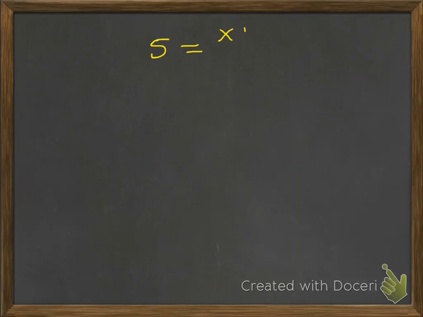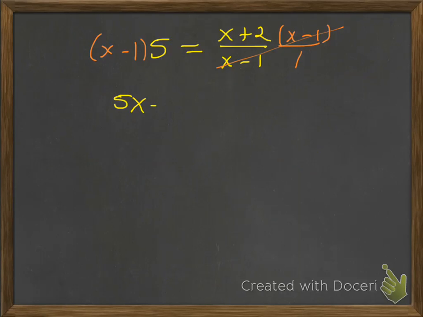Okay. And then you're home free. This is just a linear. So what we want to do is we want to clear the fraction. So we're going to multiply both sides by x minus 1 to clear that fraction. And we'll go ahead and distribute the 5 through. So we have 5x minus 5. And that's going to be equal to x plus 2.